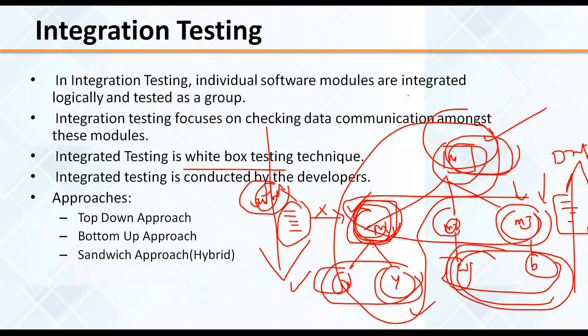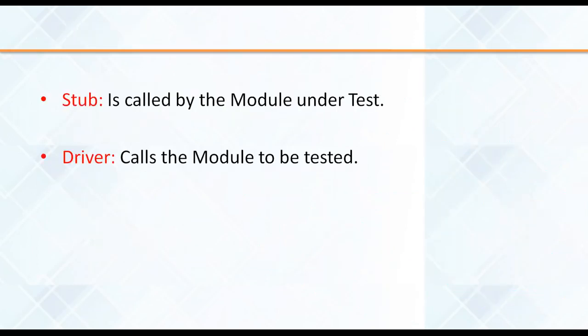Some people will follow a combination of the top-down approach and the bottom-up approach. On one side they start top-down and on the other they start bottom-up. That is called a sandwich approach, also called a hybrid approach. Now let us see in detail. A stub is called a module under test. If any sub-module is not yet developed, instead of that sub-module, we will use some temporary program to assist that integration testing. That is called a stub.